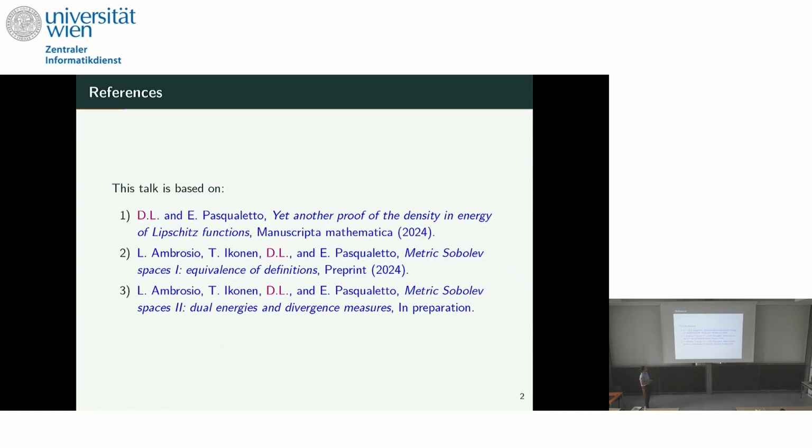Okay, so this first part of the talk is based on the paper in collaboration with Enrico Pasqualetto, while the second topic is mainly contained in these two papers, of which one of them is already online, and the other one will be soon, I hope, in collaboration with Luigi Ambrosio, Toni Ikonen, and Enrico Pasqualetto again.